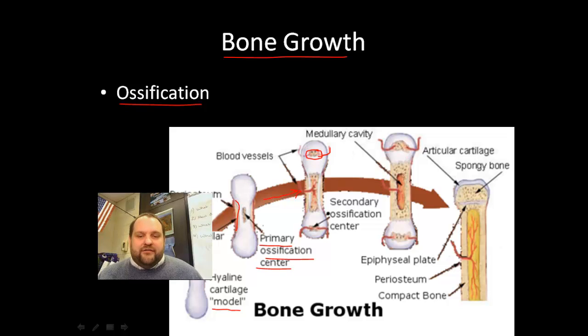So as this progresses, we have a primary ossification center, which eventually becomes the medullary cavity. And then we get these secondary ossification centers up here, which will eventually become the spongy bone. Right? And then out here, when it's all completed, we have this compact bone here, spongy bone and medullary cavity, and then we have the spongy bone on the outside. Some of that cartilage is actually left on the outside, and it becomes our articular cartilage.